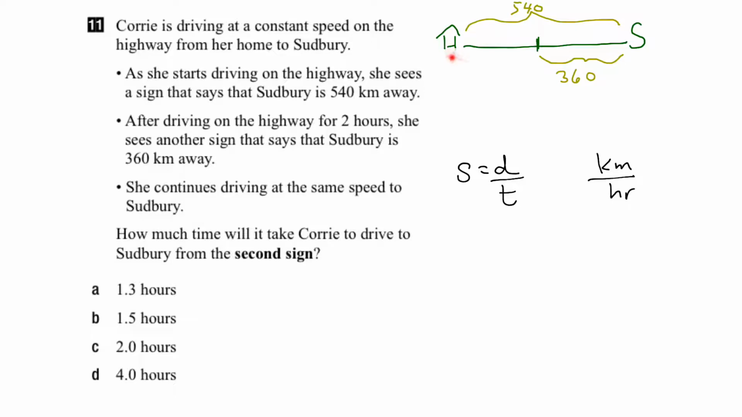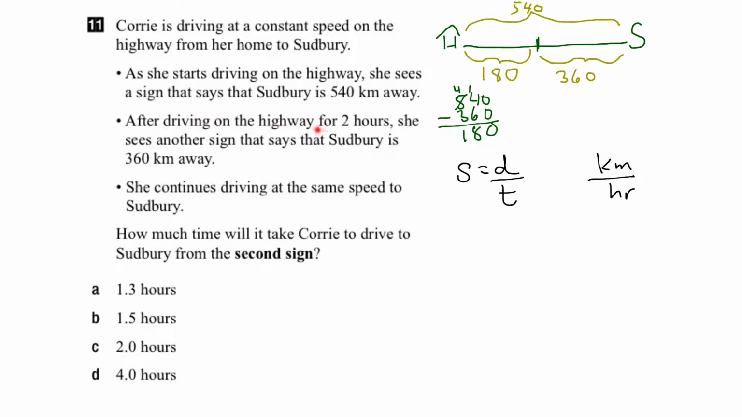Well, if we look at our diagram up here, if from her home to Sudbury is 540 kilometers, and from this sign to Sudbury is 360 kilometers, we can figure out how much distance it is from her home to the sign by subtracting these two numbers. Okay, so 540 minus 360, that would give us 0, carry a 1 from there. That would be 14 minus 6 is 8, 4 minus 3 is 1. So we know that this distance here is 180 kilometers.